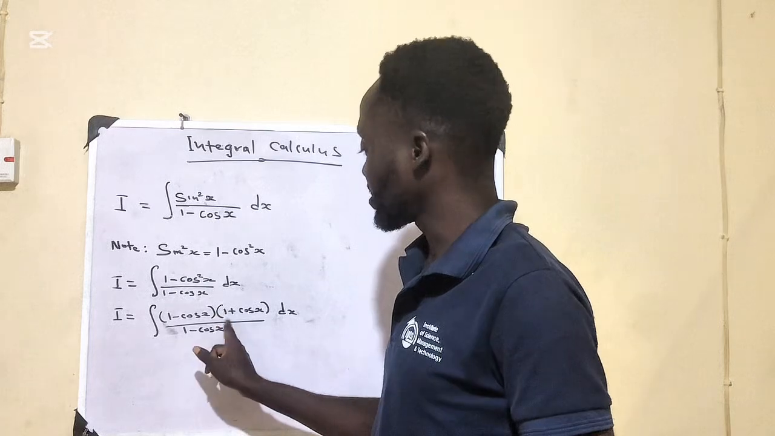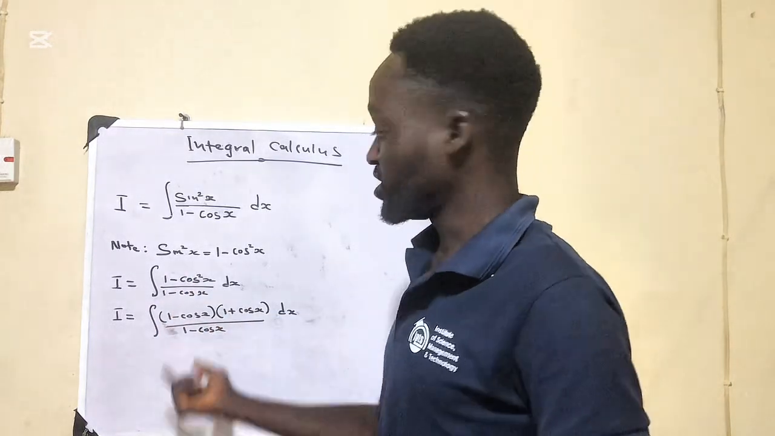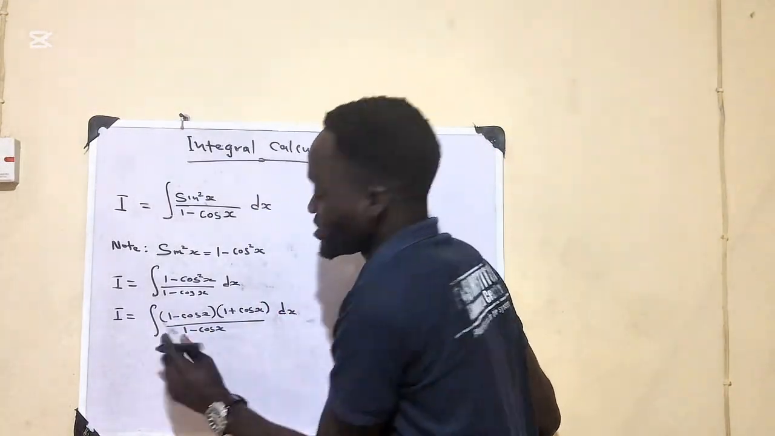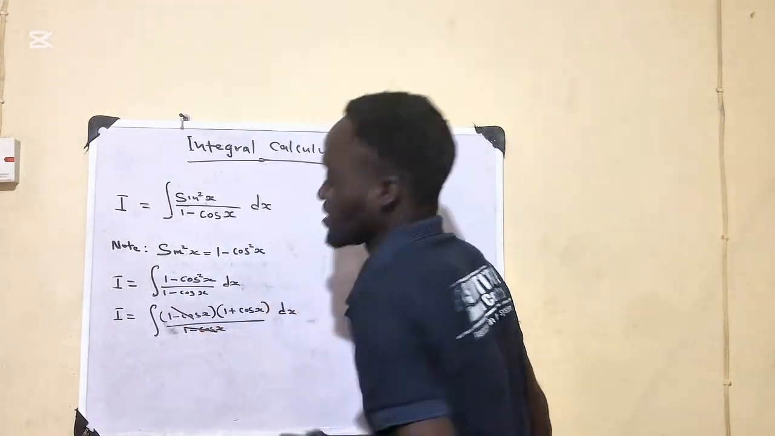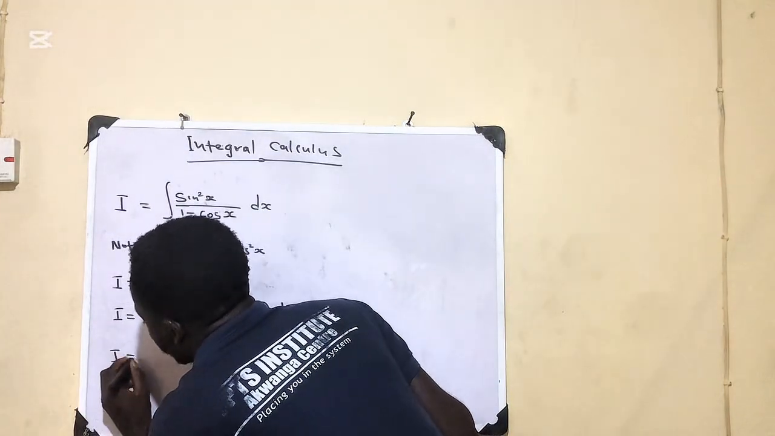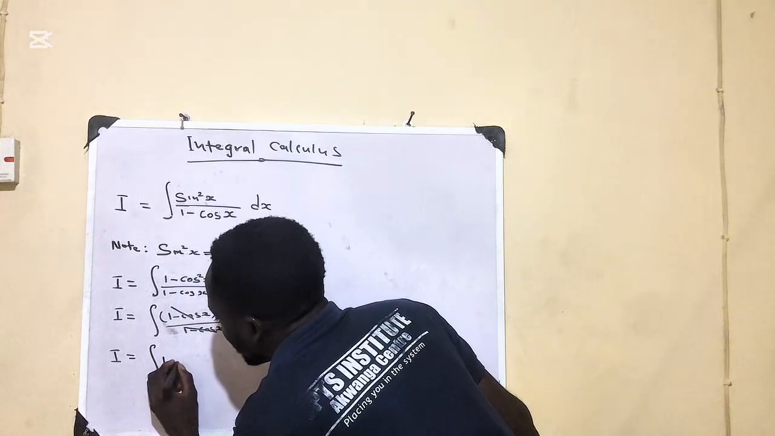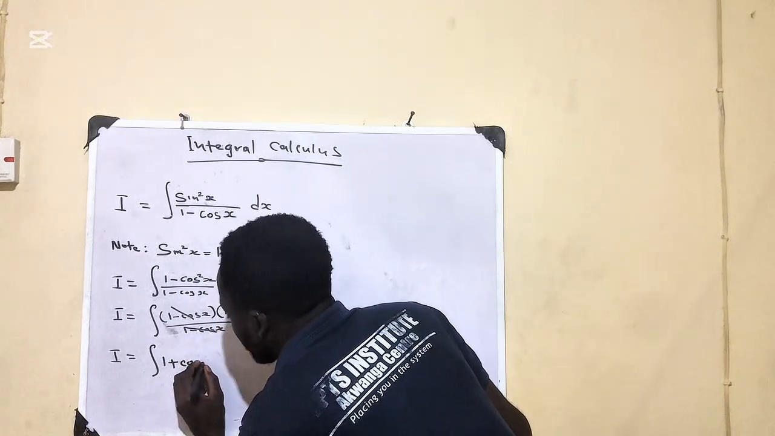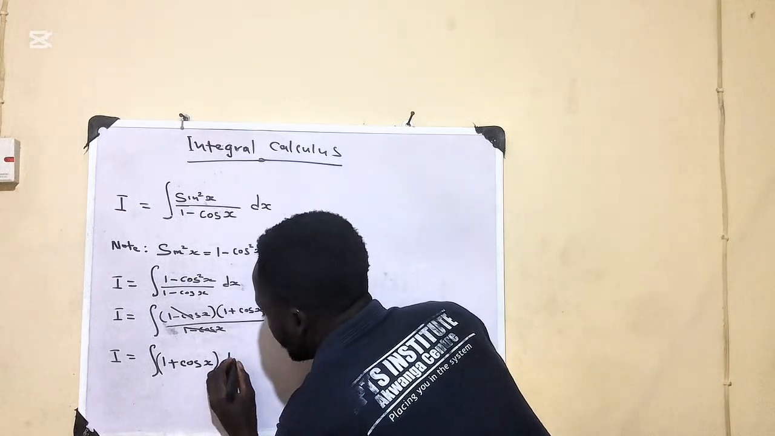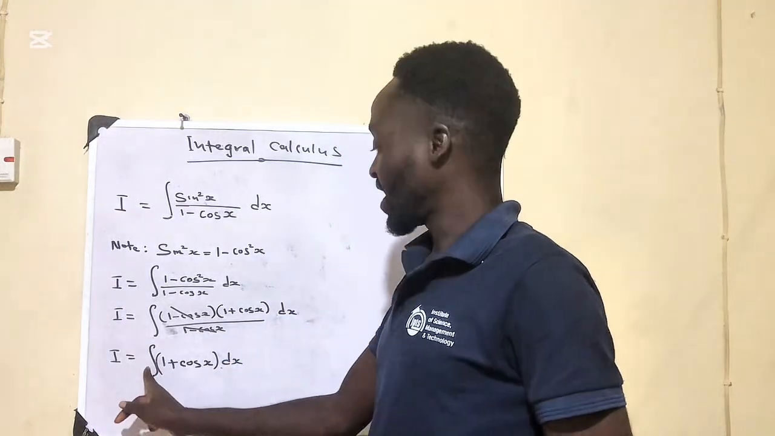This is the expansion of what we have up here. If you multiply these two, you get back exactly 1 minus cos square x. Now from here, we can see that this one and this one are the same thing, so this can cancel out the one we have here. What will be left is I equals the integration of 1 plus cos x, then our dx.